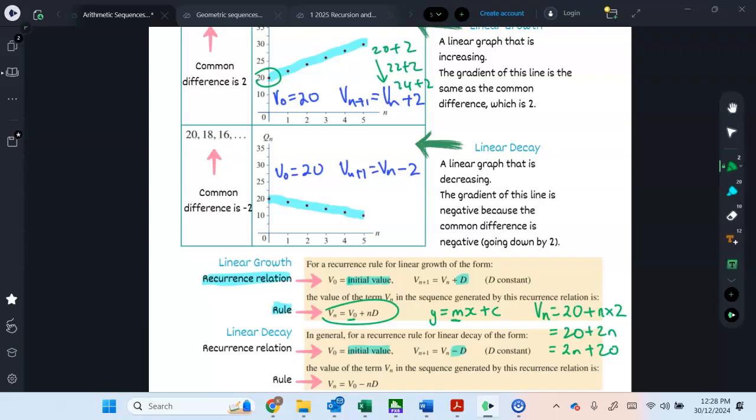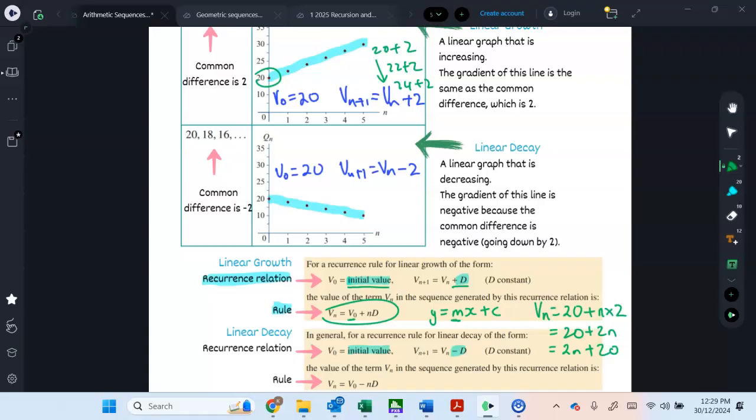But as I said before, if you see a question where you've got to do a recurrence relation, the only things that change are the initial value and the common difference. So you should be writing v0 equals and then figuring out the initial value. You should be writing vn plus 1 equals vn and then working out the common difference. The only thing is you might be using a letter other than v.